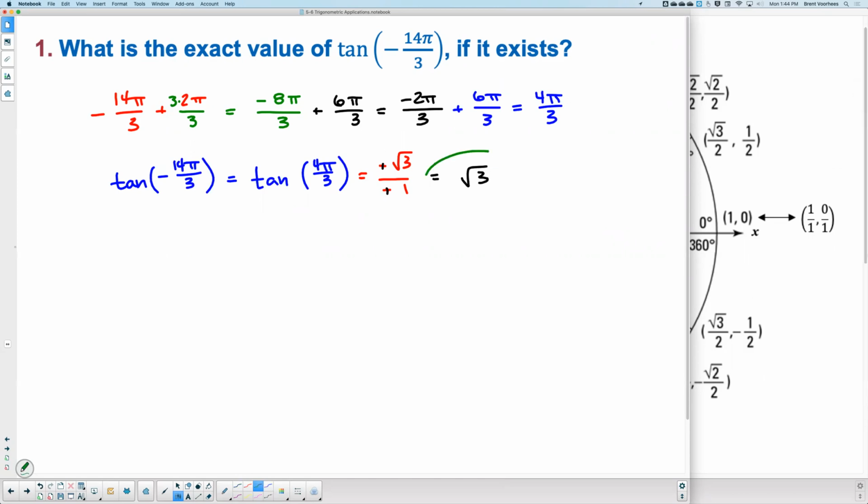Okay, switch gears with me. I want to talk to you about a second way you can do this. Could you use your calculator? Yes. With a pi, pi means what type of mode?